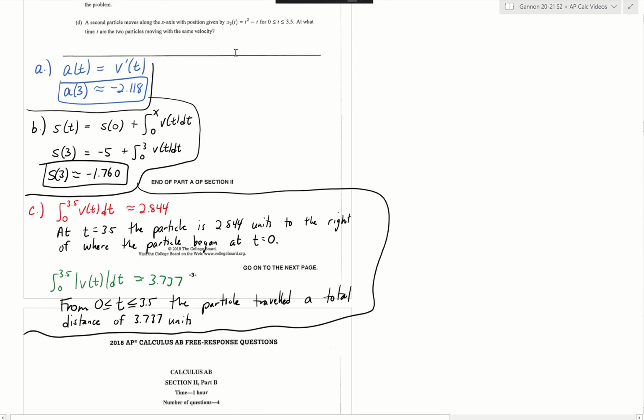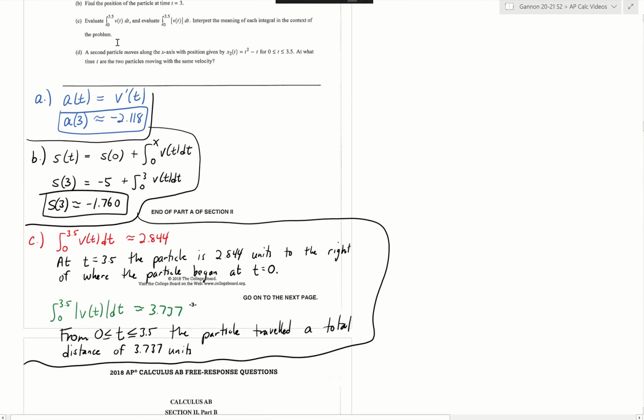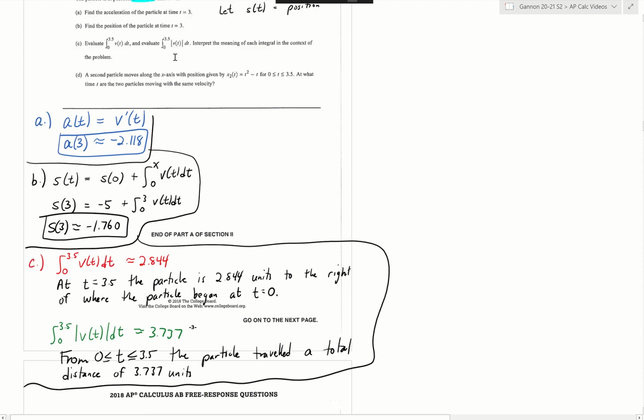And then if we take a look at part D, it says, a second particle moves along the x-axis with position given by x sub 2 of t equals t squared minus t for t greater than or equal to 0 and less than or equal to 3.5. It says, at what time are the two particles moving with the same velocity?